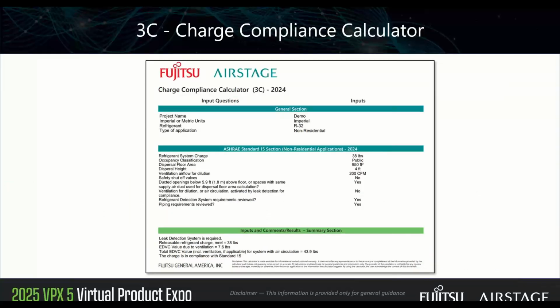This is just the report, the output page. You can see the inputs we did and the comments about the inputs, and then we also get the result at the bottom.